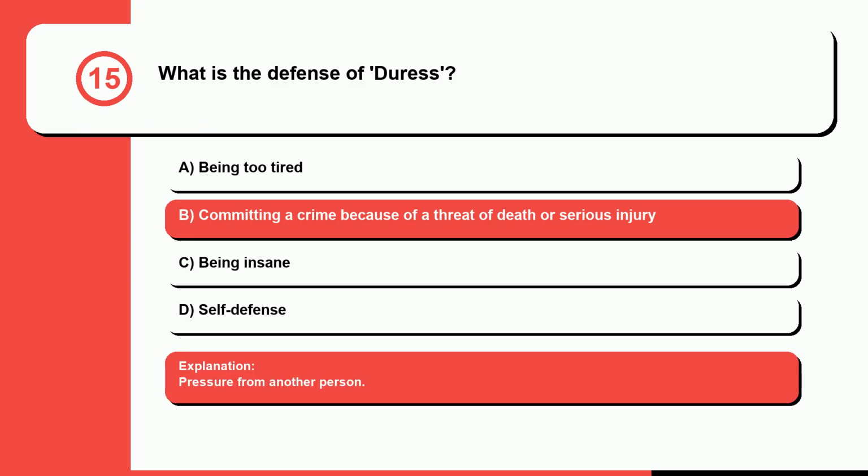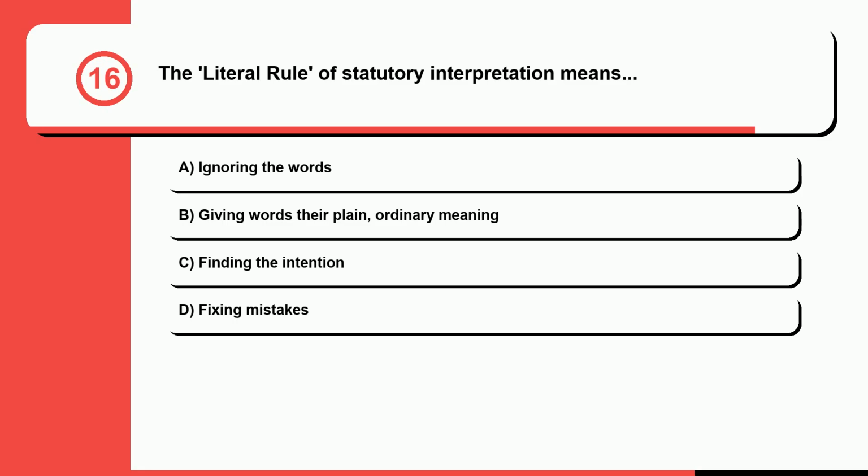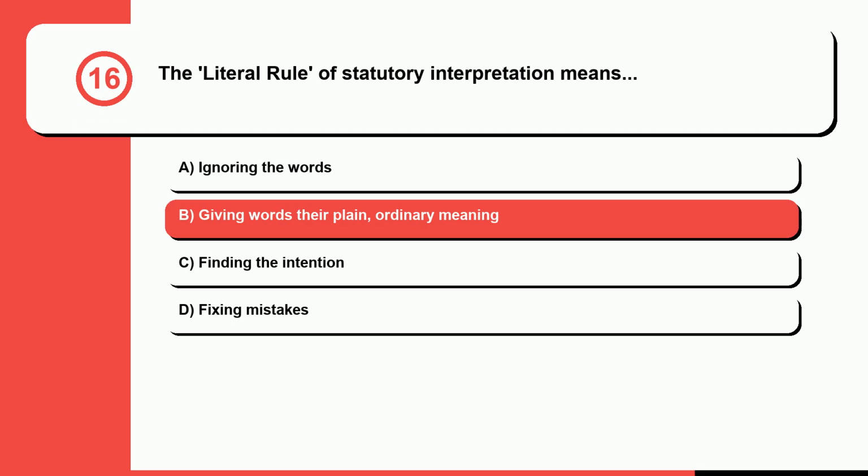Question 15. What is the defense of duress? A. Being too tired. B. Committing a crime because of a threat of death or serious injury. C. Being insane. Or D. Self-defense. The correct answer is B. Committing a crime because of a threat of death or serious injury. Pressure from another person.